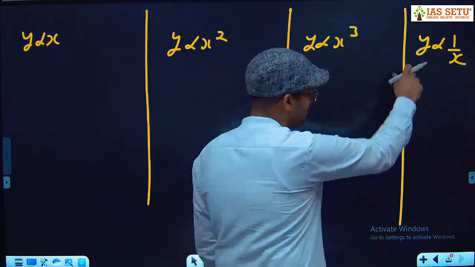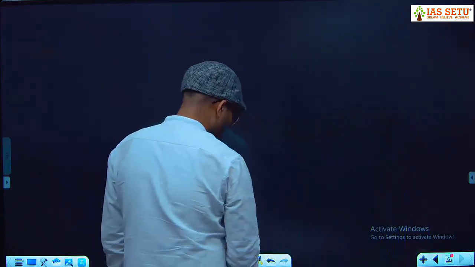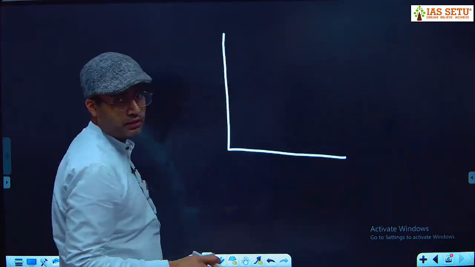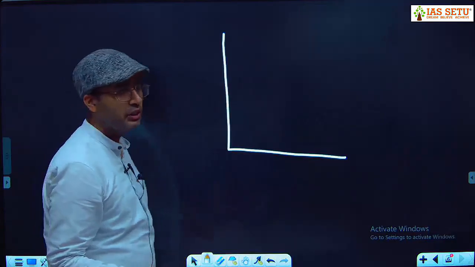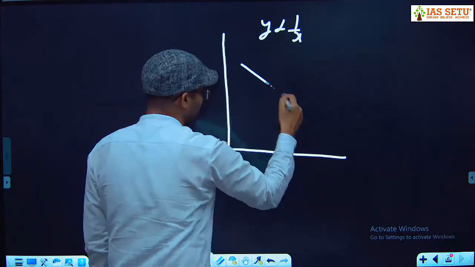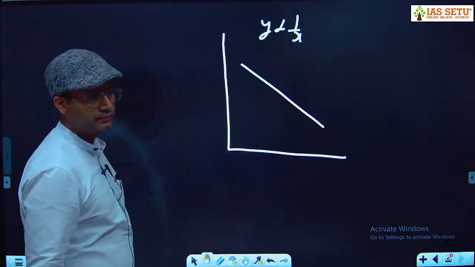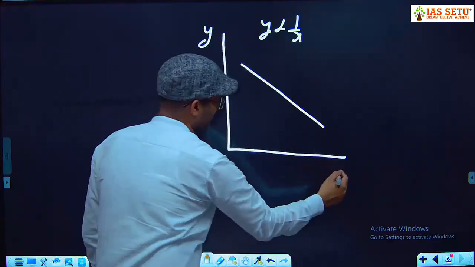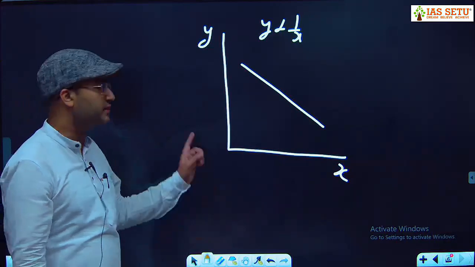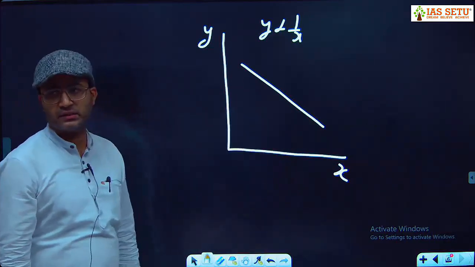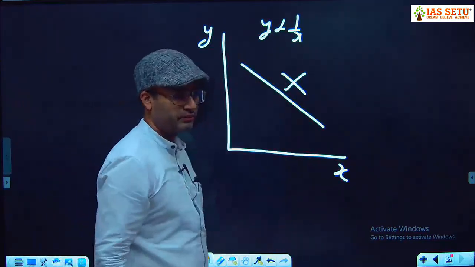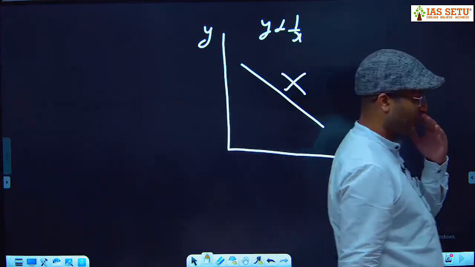See, inversely proportional. Sometimes humanities teachers, I don't know why, like economics or other subject teachers, take y is inversely proportional to x, this graph. This is y, this is x. Observation-wise it is saying as x increases y decreases, but I will prove this is not an inversely proportional graph. We will see that.